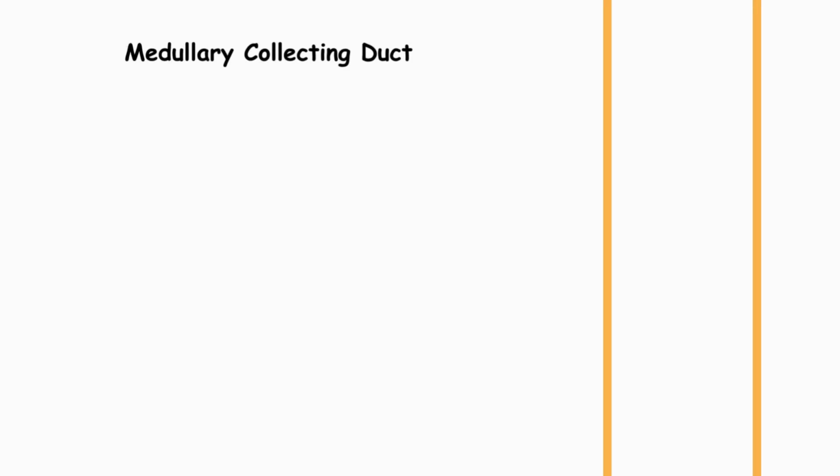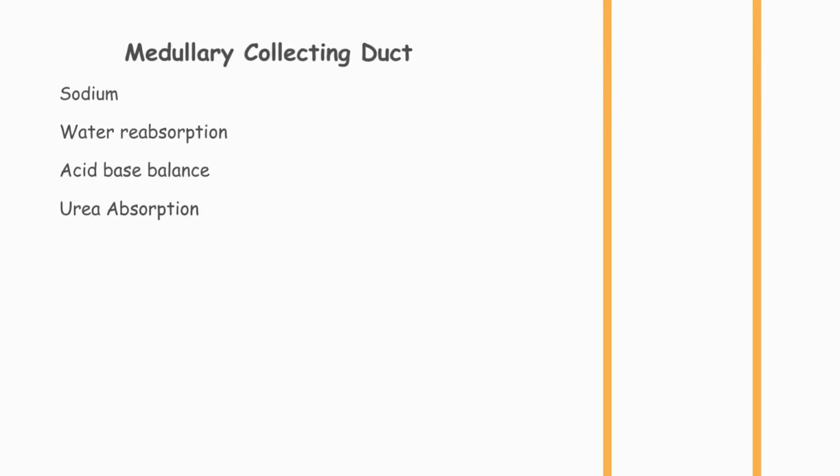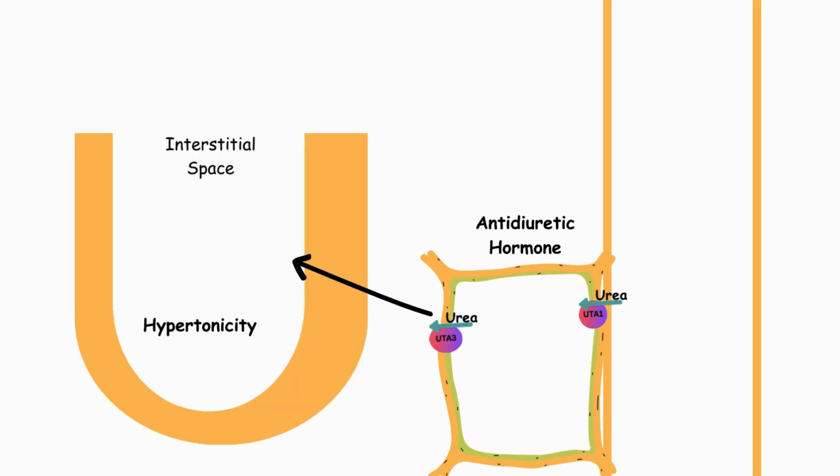Physiology of medullary collecting duct is similar in a way that it absorbs sodium through principal cells regulated by aldosterone, absorbs water regulated by ADH hormone, and maintains acid-base balance. However, it absorbs urea with the help of ADH through UTA1 receptor and transports it to medullary space through UTA3 receptor, where it maintains medullary interstitial hypertonicity.